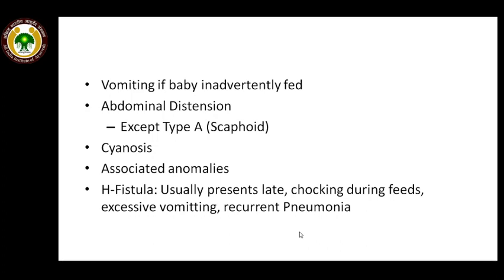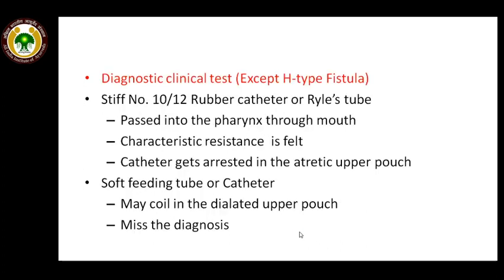A baby with an H fistula usually presents late. The baby may choke during feeds, with excessive vomiting, gross aerophagia and recurrent pneumonia. There is a clinical diagnostic test which can be used to diagnose the case of tracheoesophageal fistula, except in one type, that is the H type of fistula.